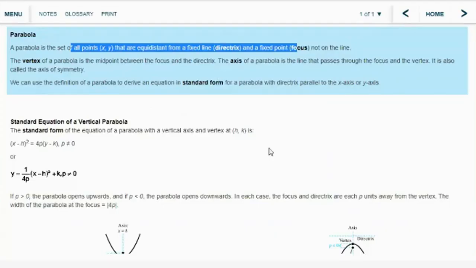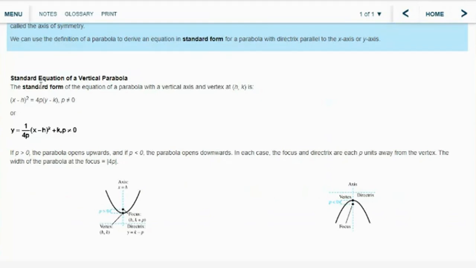All right, so now let's look at these equations. Here's the standard form of the equation of a parabola: (x minus h) squared equals 4p(y minus k). p cannot be 0. So I'm going to switch over to my camera here.